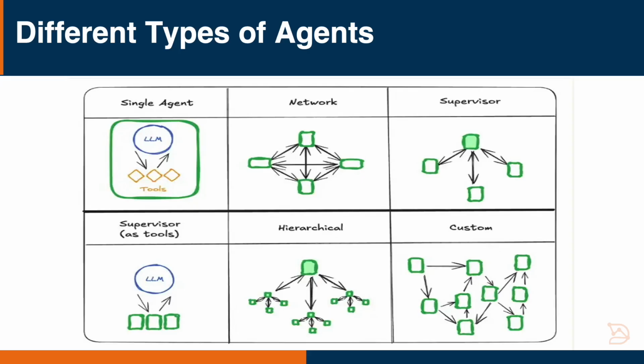The next one is the supervisor. The supervisor is where you use one LLM as an orchestrator, and it will give the tasks to all the other LLMs. So the supervisor knows that, okay, this LLM is responsible for checking policies, this LLM is responsible for picking orders, and this LLM is responsible for executing maybe a trade or something like that. So if I have a query, the supervisor will decide which of the LLMs it will call.